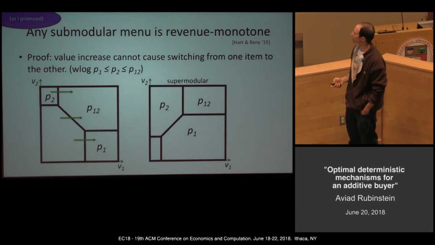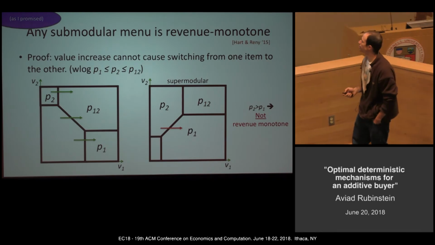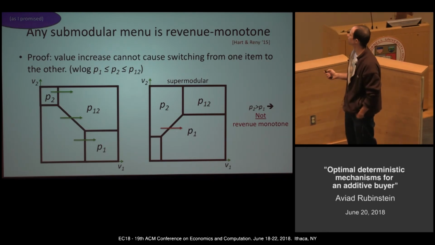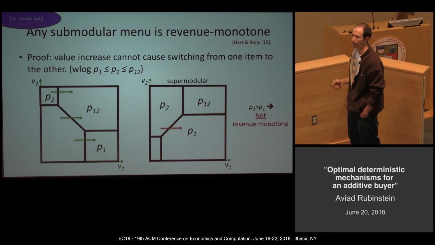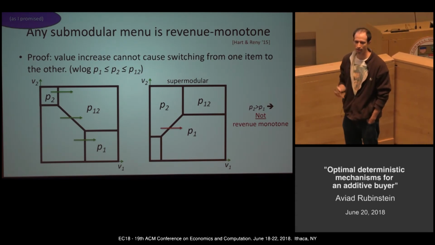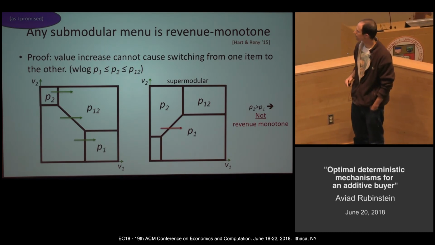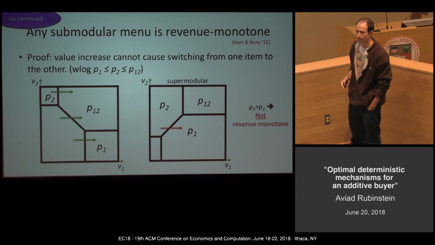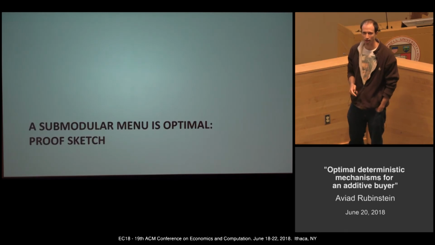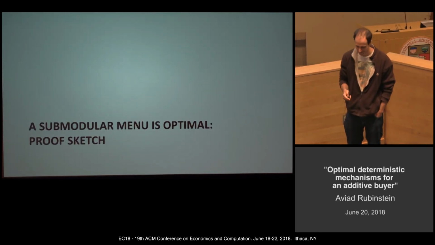But in a supermodular menu, if it's not symmetric, if the prices are different and P2 is bigger than P1, here the buyer is jumping from buying the orange to buying the apple, yielding less revenue for the seller. Okay, ready for the main proof? Excited?